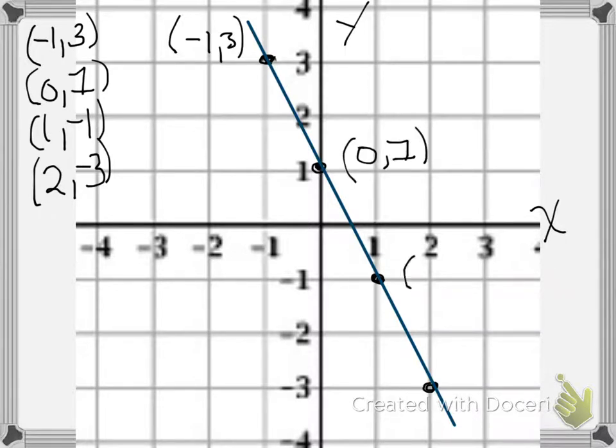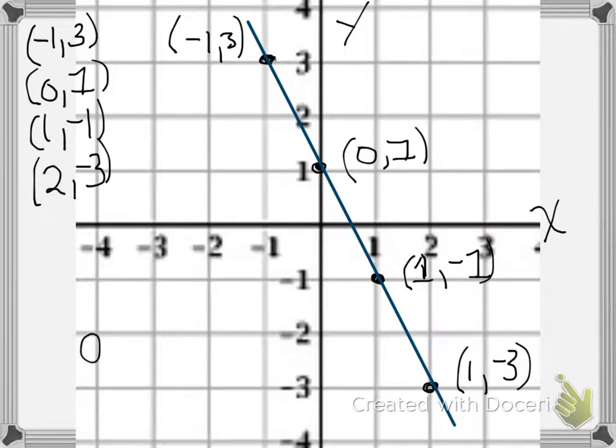And this one over here is 1 comma negative 1. That's uniform. And then this one would be 1 comma negative 3. And there we have graphed our function y equals negative x plus 1. So that is graphing our function.